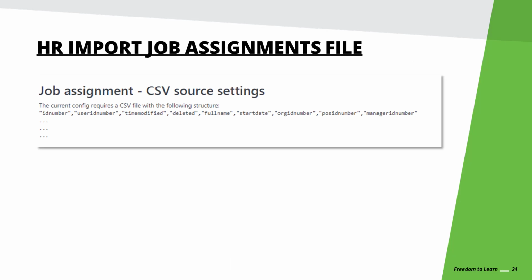So the second phase of changing the way job assignments behave in the system was how we get new job assignments in for someone. Prior to this, when you imported somebody's data using HR import, you would import a user data file, and that file would include the person's details, but also their position, their organization, their manager, etc.